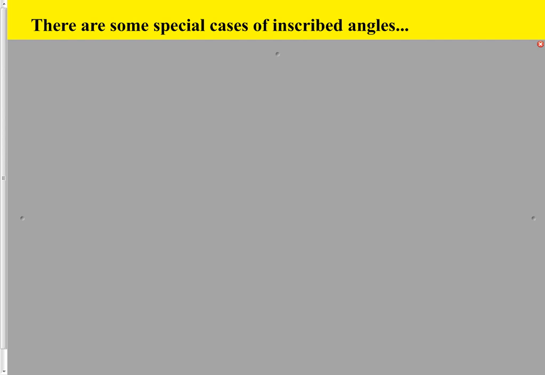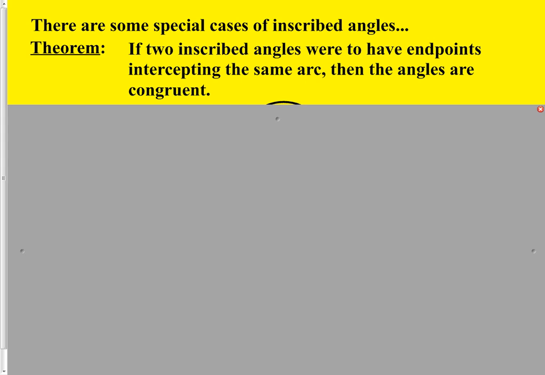Now, there are some special situations that go along with inscribed angles, and that's why we held off on them. Central angles are a little bit more straightforward. Inscribed angles have a couple of little catches to them. One of these, and these are both theorems. Remember, a theorem means it is not necessarily common sense. It is something that somebody has taken great pains and labors to actually prove. But I think you'll see that these are very much common sense type statements.